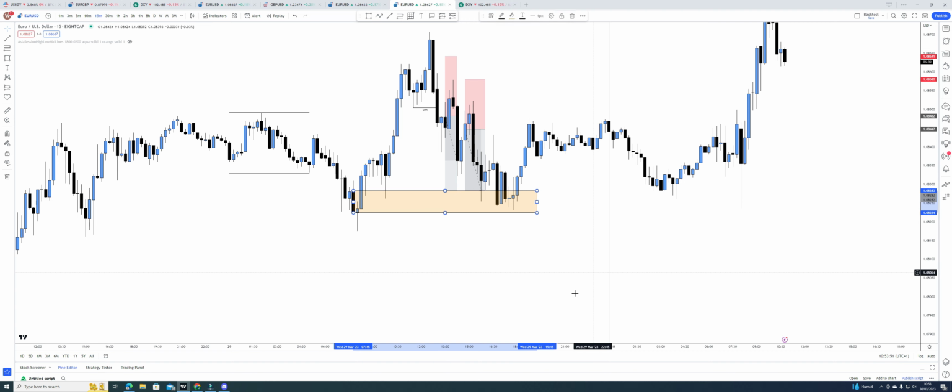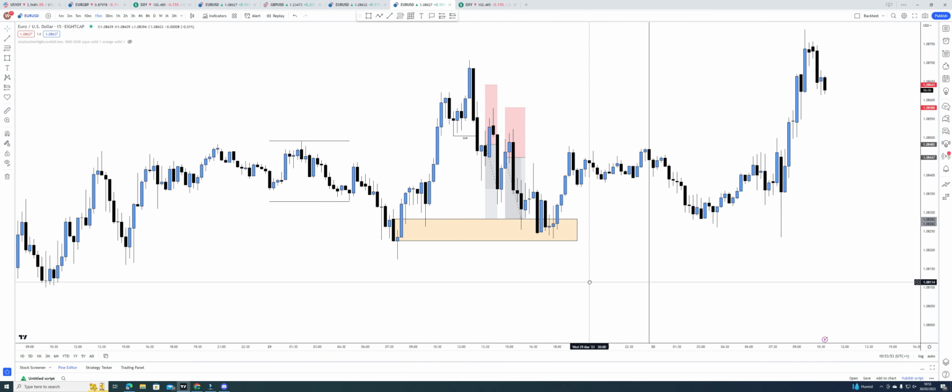But anyway, that was the 2 trades I took. This is a market maker sell model, one of my favorite entry models.